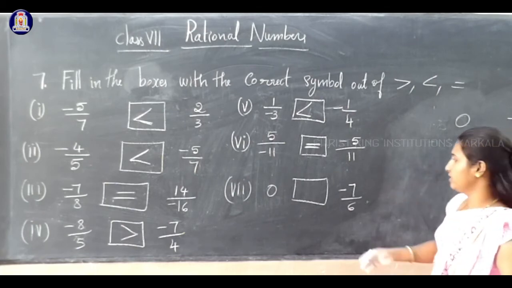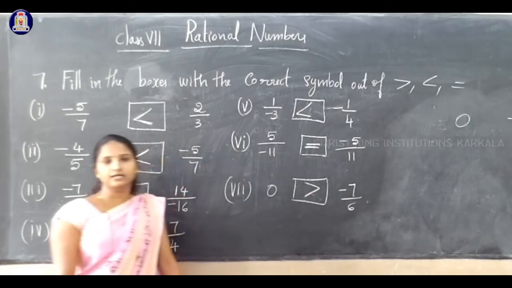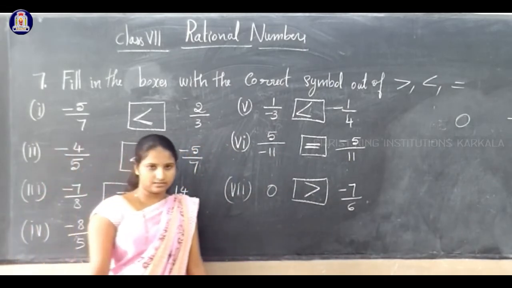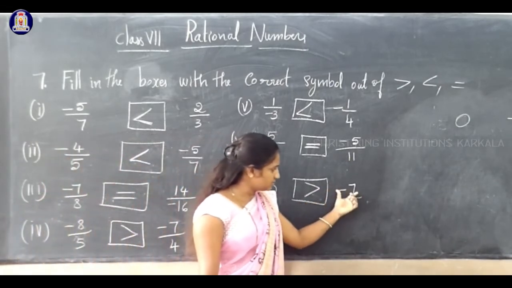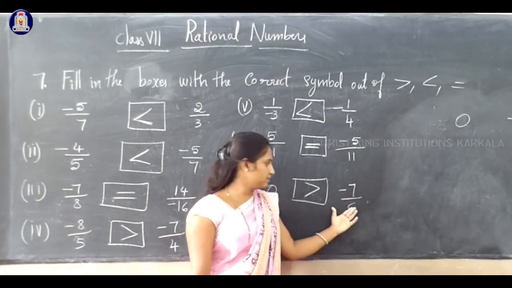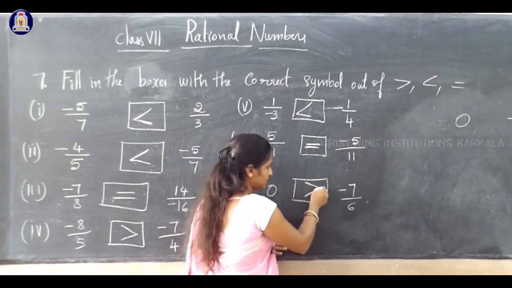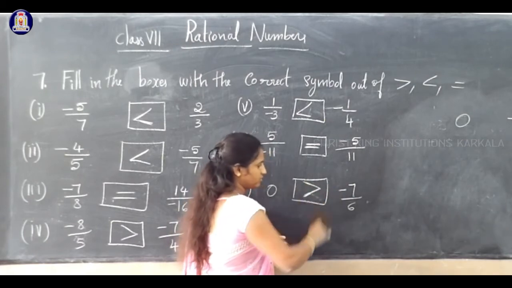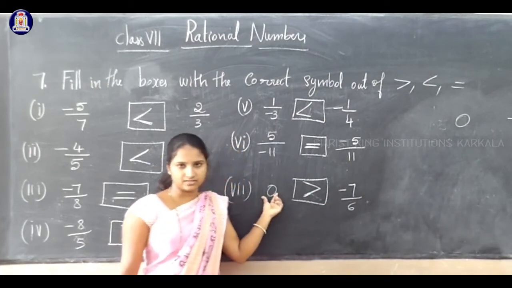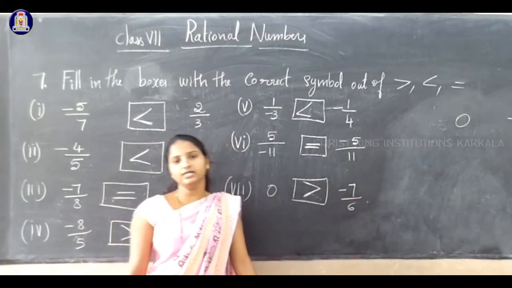So easily we can say 0 is greater than minus 7 by 6, because minus 7 by 6 is a negative rational number. So 0 comes before this, isn't it? If you imagine the number line, you can understand. So 0 comes first. 0 is greater than minus 7 by 6.